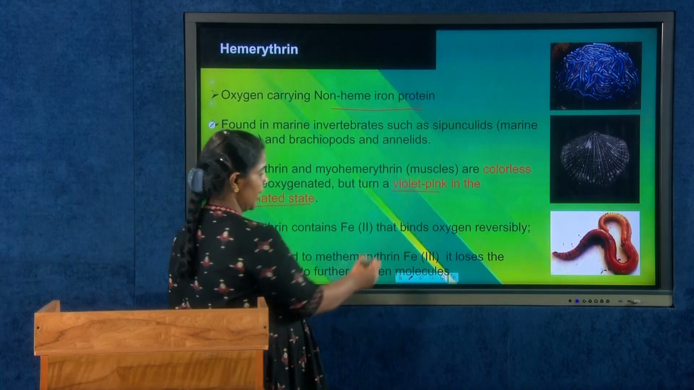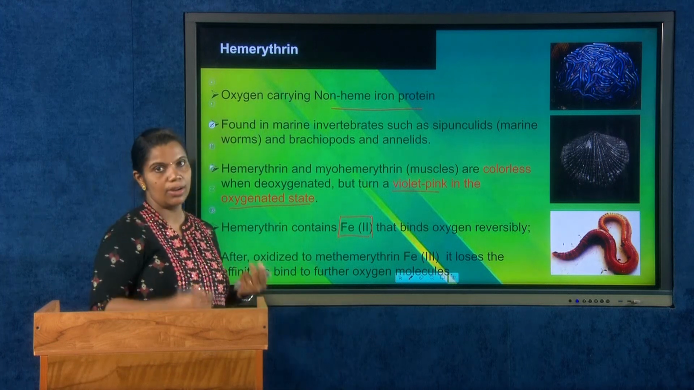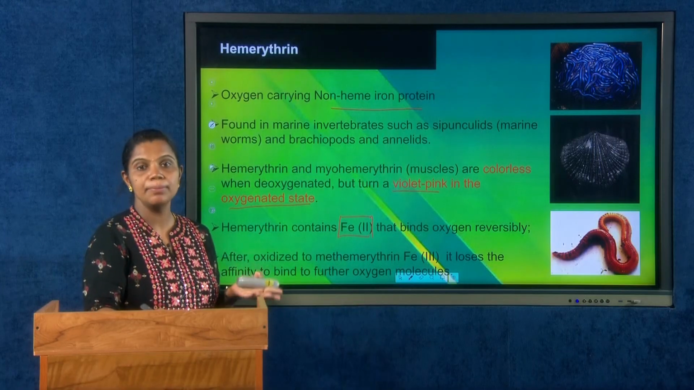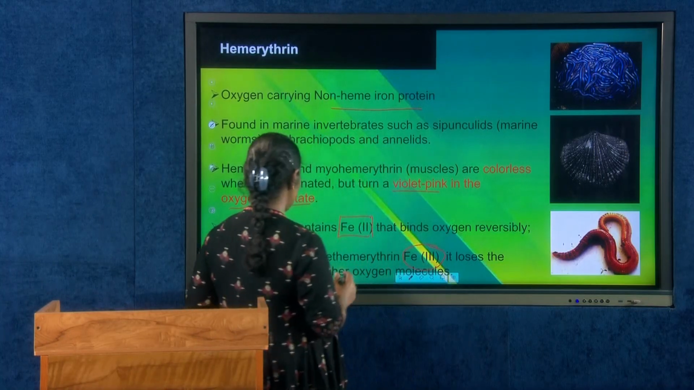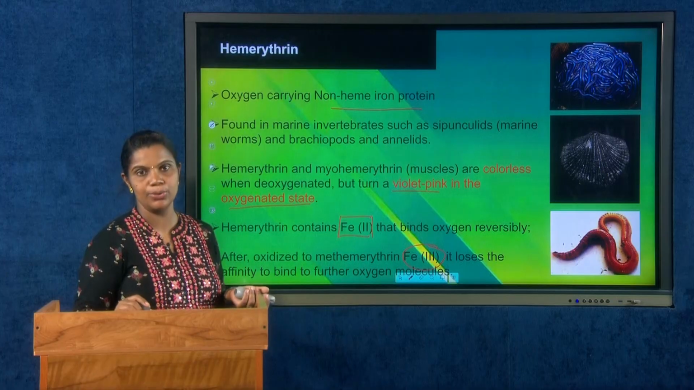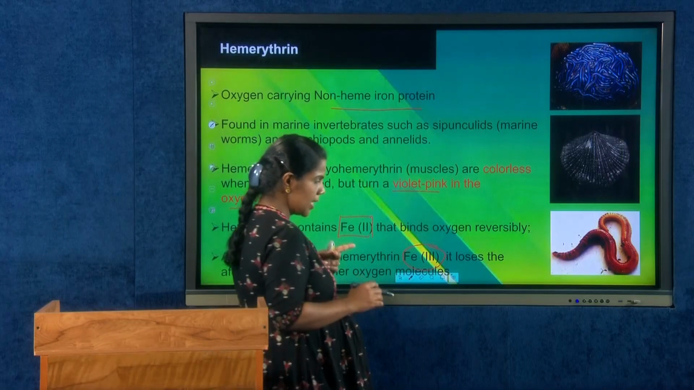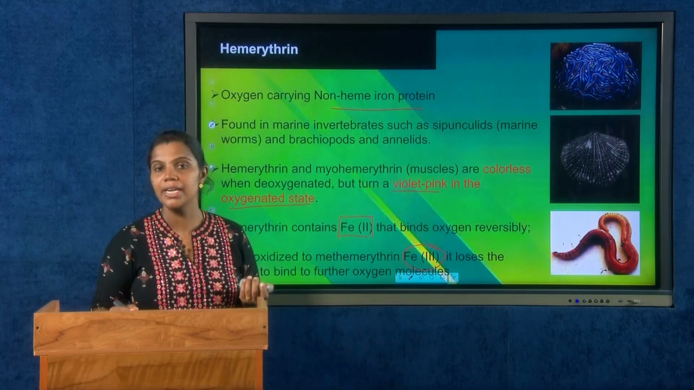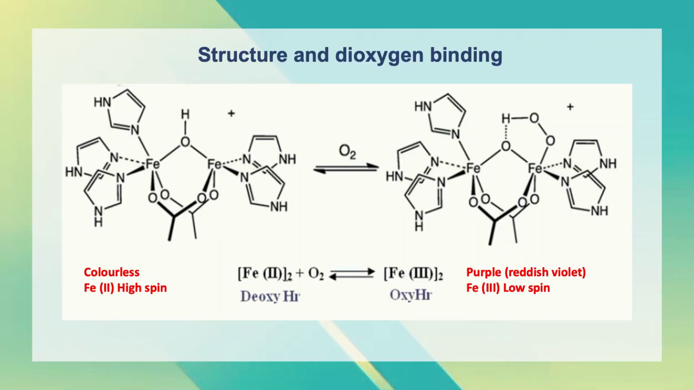Hemerythrin contains iron in the +2 oxidation state and it binds oxygen reversibly. After getting oxidized to methemerythrin, that is Fe3+, it loses the affinity to bind further oxygen molecules. That is, after the Fe2+ has been converted into Fe3+, it will lose the ability to bind further oxygen molecules. So, let us see what happens when oxygen binds to hemerythrin.